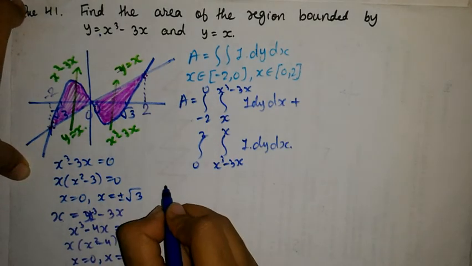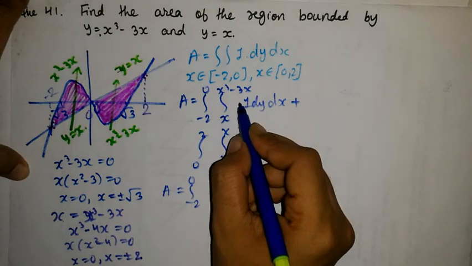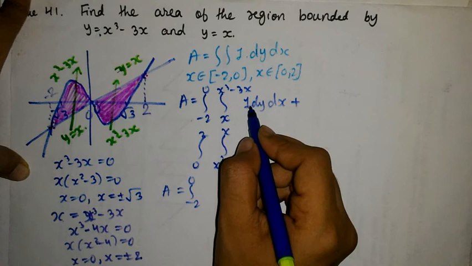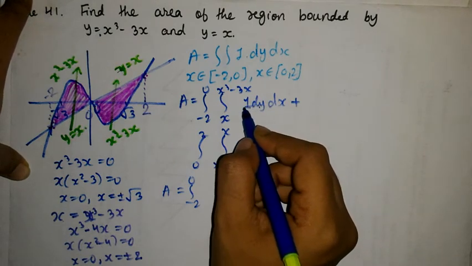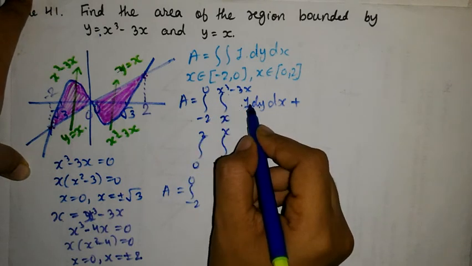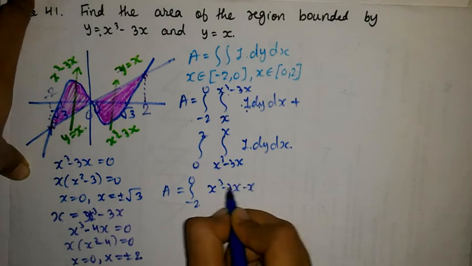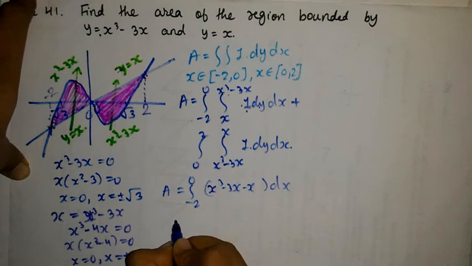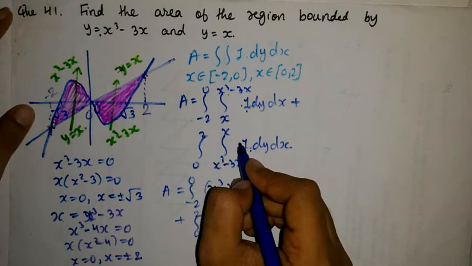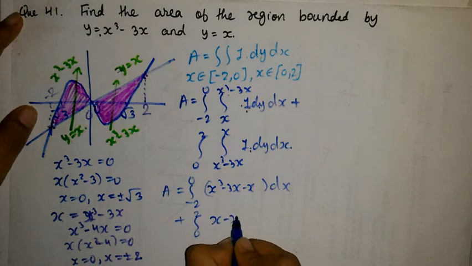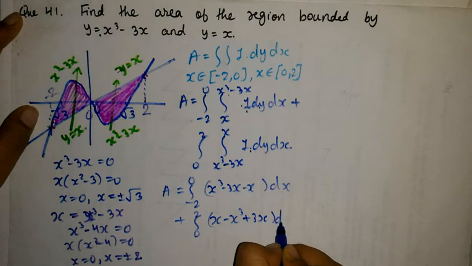Now solving this, we get area is equal to integration from minus 2 to 0 and integration of 1 with respect to dy is y. So I have written in many steps, so here I can write directly y, so upper limit minus lower limit. So I will get x cube minus 3x minus x into dx plus integration from 0 to 2. Here is also going to be y, so upper limit is x minus lower limit, minus minus will get plus, so it will be 3x into dx.